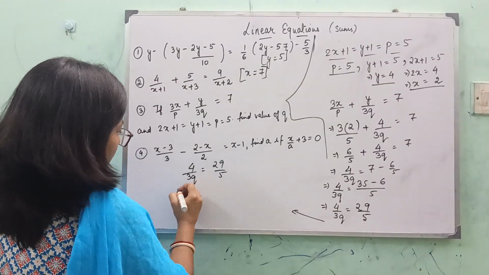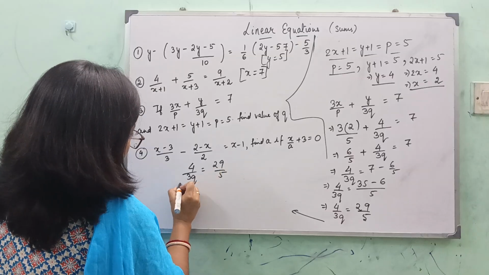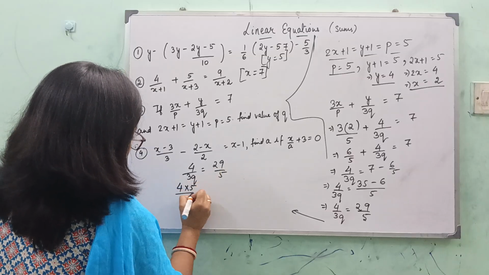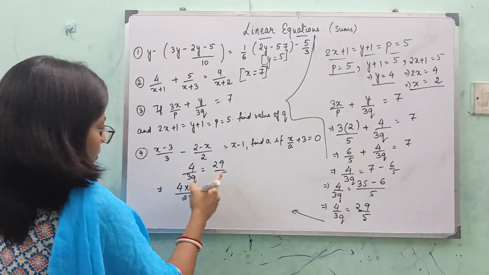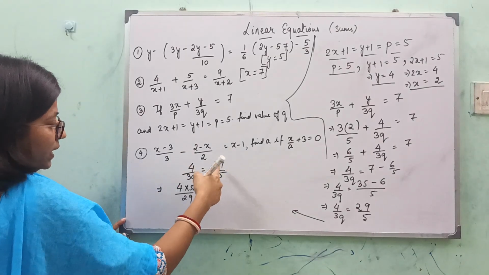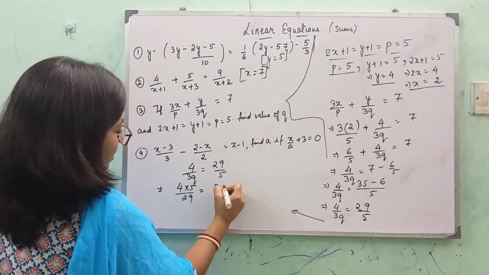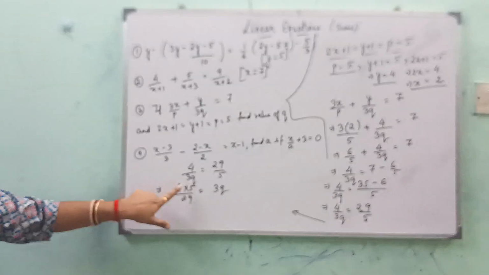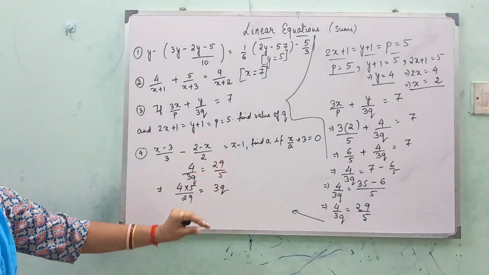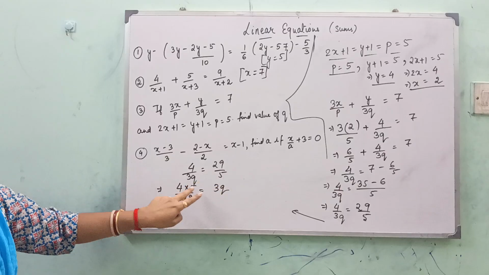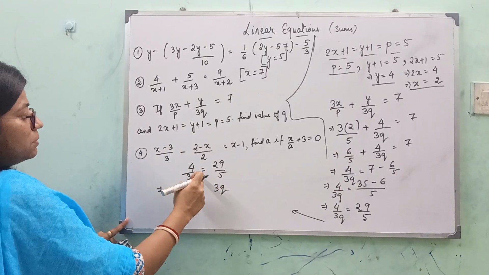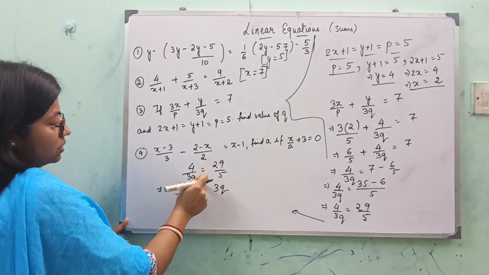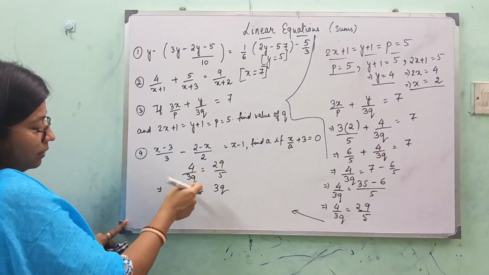So what we will do here is take 4 into 5 by 29, and take the 3q to the other side. We are making the 3q the numerator part. For taking it to the numerator part, we need to cross multiply. I took the 3q here and got the 29 here.